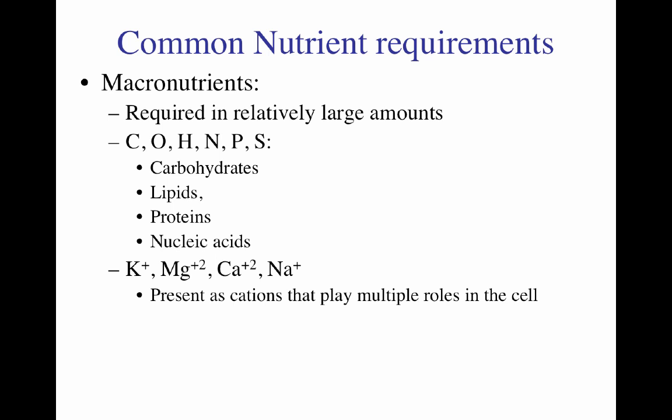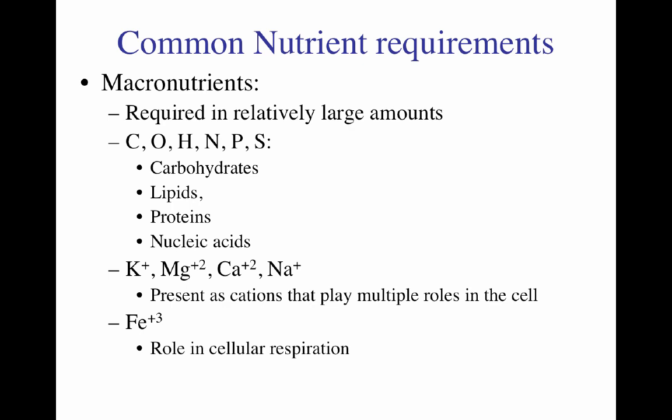Now, as you are aware, organisms require fairly large quantities of ions, for example potassium, magnesium, calcium, and sodium. Those are going to be coming from salts. They're going to be present in the cell and used to help the organisms in their life cycles. Iron is another major macronutrient because of its role in cellular respiration.